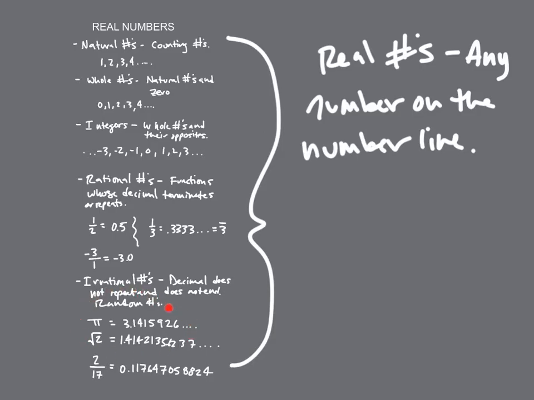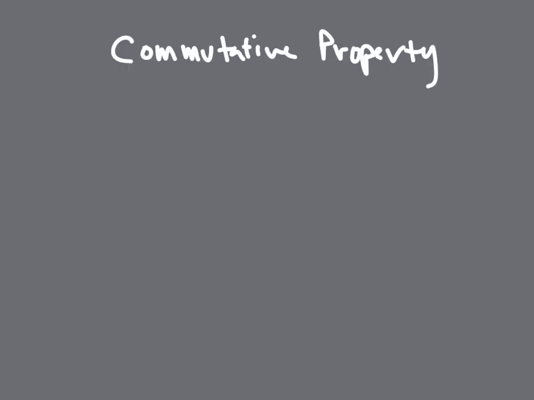That includes the irrational numbers. It includes the rational numbers, the integers, the whole numbers, the natural numbers, so any number on a number line. All right, the next thing that we can talk about are some of the properties of these numbers.